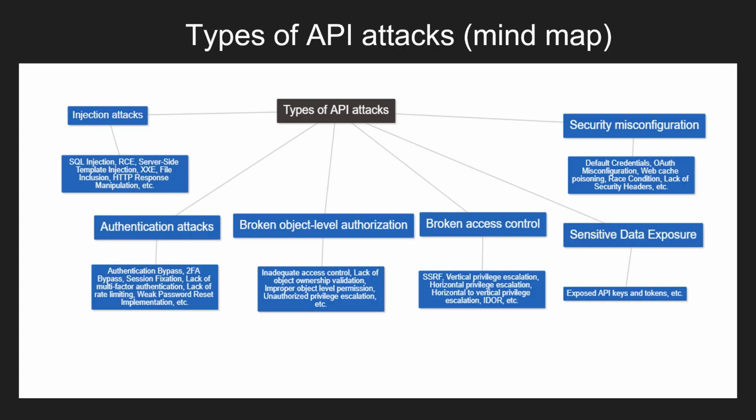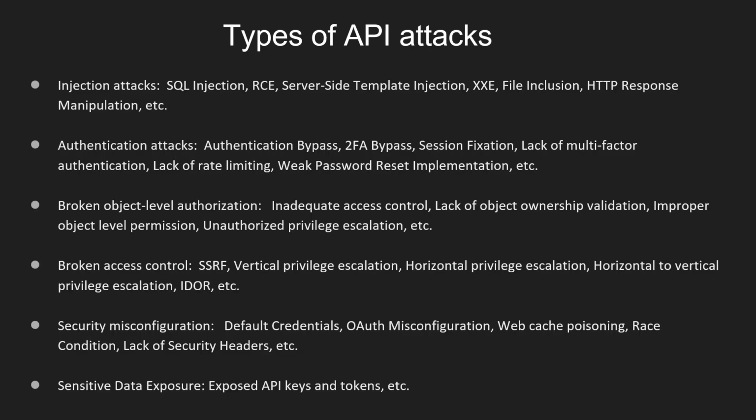Types of API attacks. Now, let's take a look at the different types of API attacks. These vulnerabilities can occur due to a wide range of security threats such as injection attacks, authentication attacks, broken object level authorization, broken access control, security misconfiguration, and sensitive data exposure. These vulnerabilities can have serious consequences such as data breaches, unauthorized access to sensitive information, and loss of service availability. For example, a hacker could exploit an API vulnerability to steal sensitive data from a financial institution or disrupt services for a hospital.